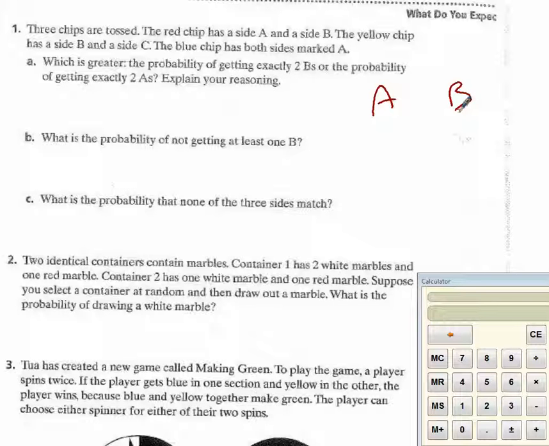The blue one has side A, B. The yellow chip, of course I don't have yellow here. Here it goes. The yellow chip has side B, C. So in other words, if I get an A on my red chip, I get a B or a C on the yellow chip. If I get a B on my red chip, I get a B or C on my yellow chip.